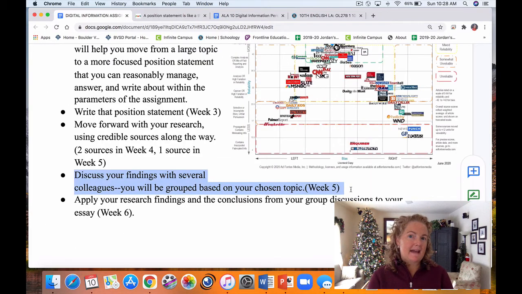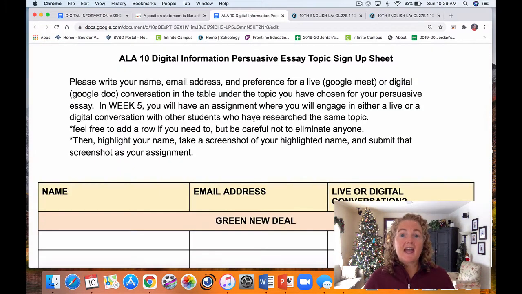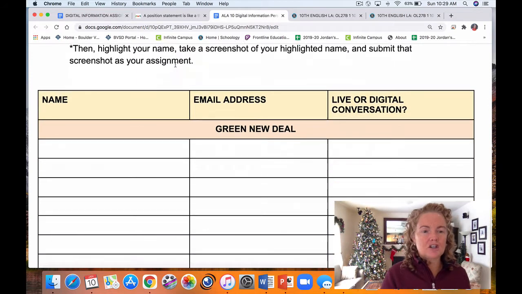Now, I wanted to get back to this highlighted space for just a second. See here where it says, in week 5, you're going to discuss your findings with several colleagues, and you're going to be grouped according to chosen topic. Okay, here's how that's going to go down. If you were to go back to Schoology and look here in week 3, it says sign up on this Google Doc according to your chosen topic. And if you'll click on it, you'll notice that it brings you to this Google Doc that you need to sign up on. I explain how to do that here, but I'll just talk to you about it.